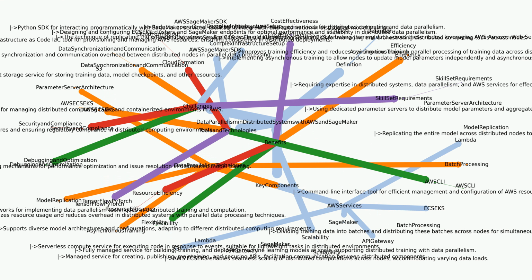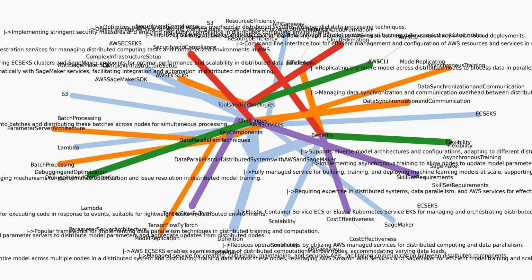S3, an object storage service for storing training data, model checkpoints, and other resources. API Gateway, a managed service for creating, publishing, maintaining, and securing APIs, facilitating communication between distributed components.